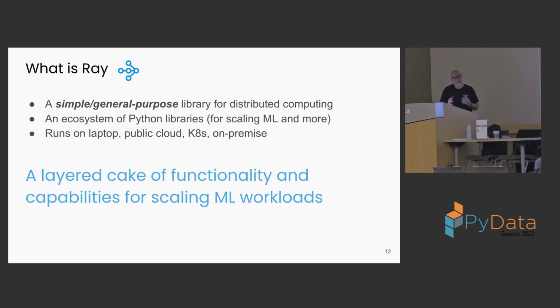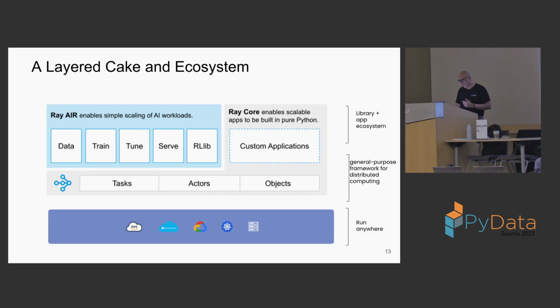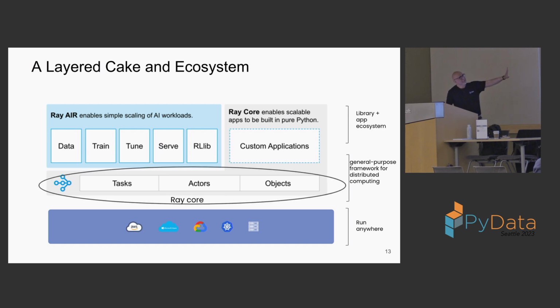But another way to look at it is a layered cake of functionality. At the bottom, you have all the clouds that you can run on. And then one level above is Ray core, and we're going to talk about what Ray core is today. Ray core provides you these abstractions to allow you to write your Python application and convert it into either tasks, which are stateless functions, or actors, which are stateful actors. And then the objects are shared memory across the cluster, and we'll get into that. This is the Ray core on which these libraries are built.